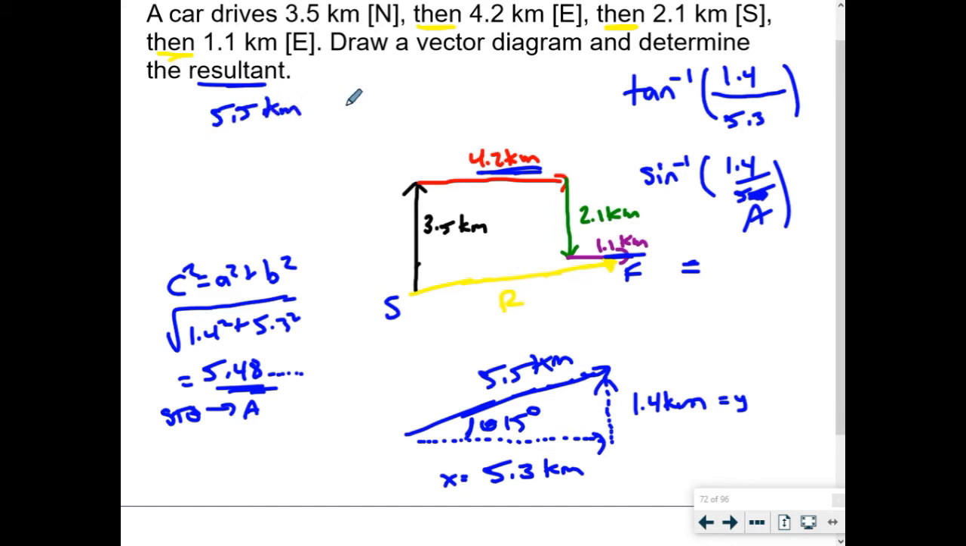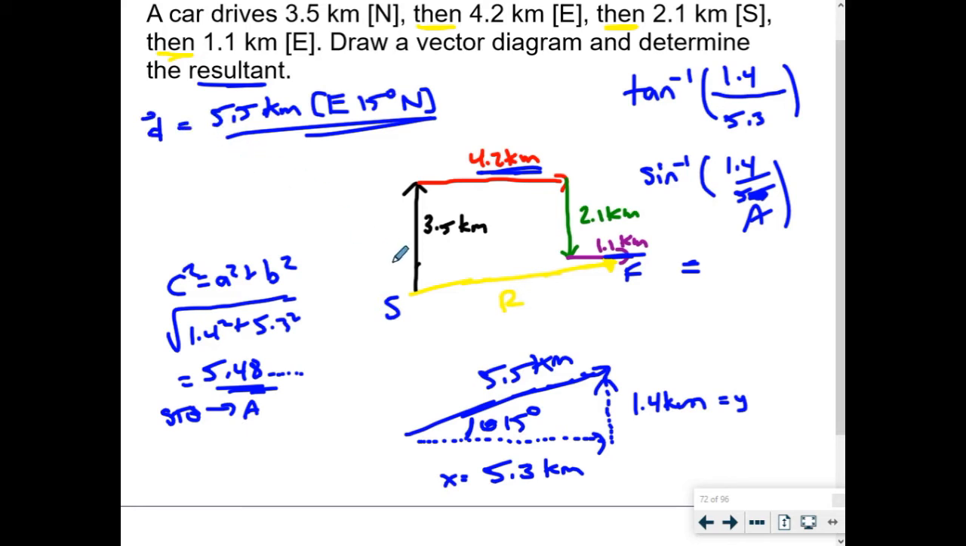And we could have just called it 15 degrees. My preferred method is this. I'm always going to write it like this. I'm going to say you're going to go east and then go 15 degrees towards the north. And there we go. That will be your final displacement resultant from start to finish.